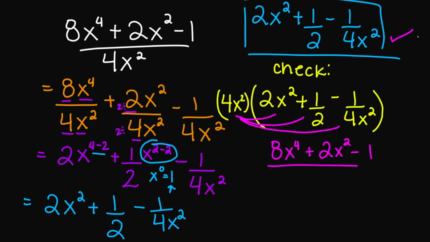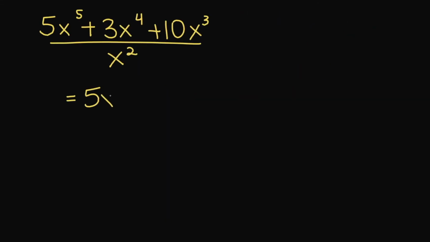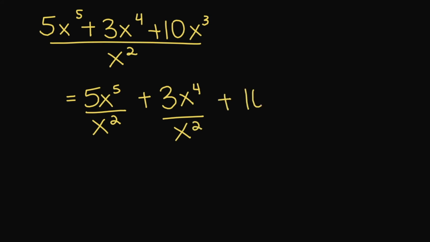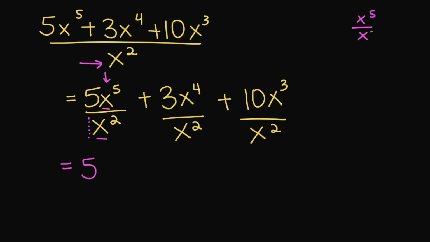answer. Let's look at this example, 5x to the fifth power over x squared plus 3x to the fourth power over x squared plus 10x cubed over x squared. 5 divided by our imaginary 1 here is going to equal 5. We have x to the fifth divided by x squared. This is going to equal x cubed.